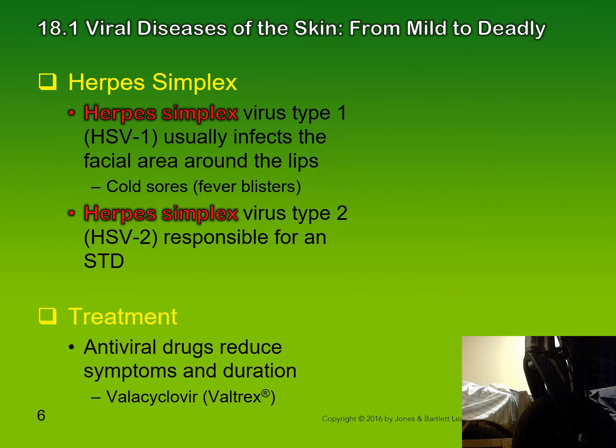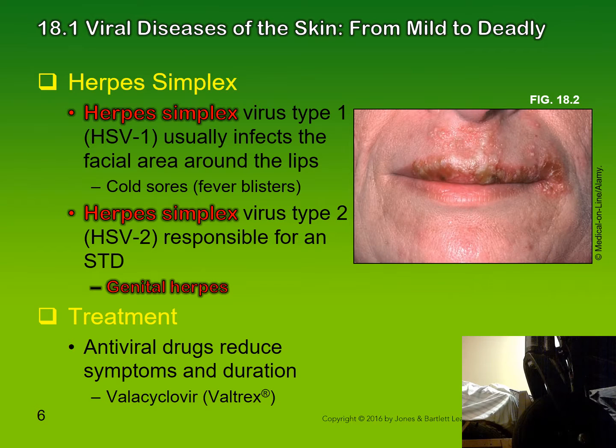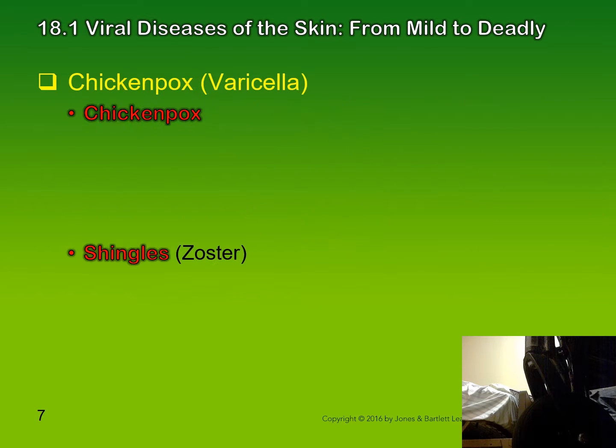Now, herpes simplex type 2 is responsible as an STD. That's where you'll get genital herpes. Okay, so those are around the mouth for cold sores.